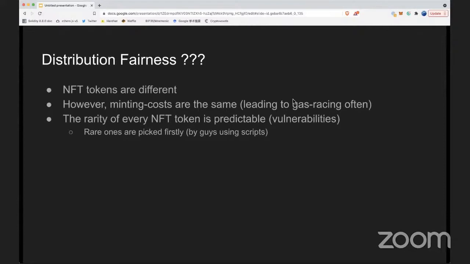When every project launches, everybody rushes for the minting, which often leads to a gas racing. There's another problem: the rarity of every NFT token is actually predictable. If you go through the source code of the contract, you can know which one is rare, so you will know the ID of that token. You can write your script to front run anybody else, get the rare token, and sell it at a high price on OpenSea. That's not fair for users, or for us who are not able to use scripts.